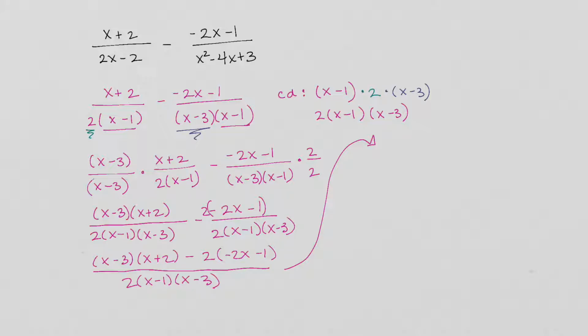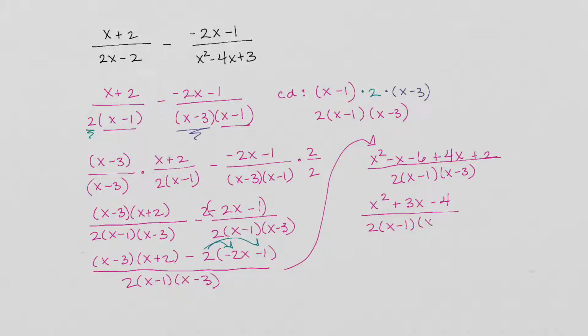So x minus 3 times x plus 2 is x squared minus x minus 6. And when we distribute that 2 into the parentheses, we get a positive 4x and a positive 2. All of that is over 2 times x minus 1 times x minus 3. Combine like terms, this is x squared plus 3x minus 4 over 2, x minus 1, x minus 3.